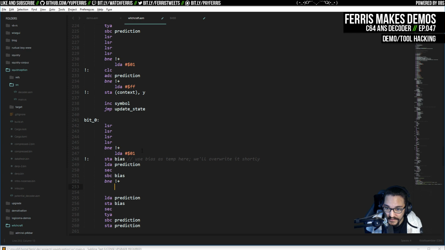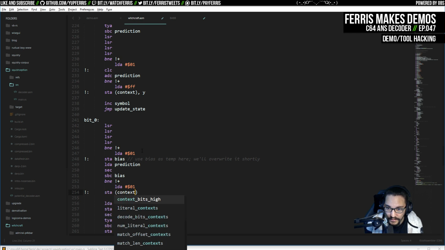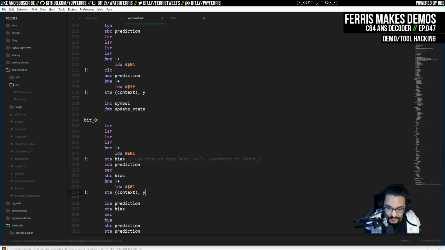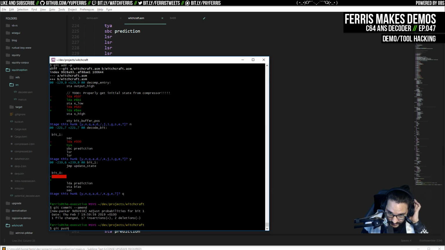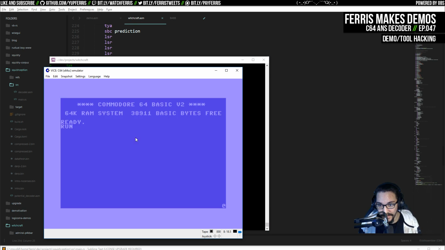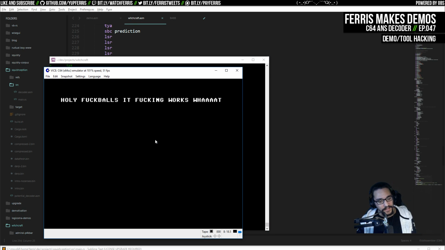Or TYA in this case. I'm going to load one in this case. Yeah. I think that's it. We can probably make this code shorter again, but that's not my focus right now. Yo, that worked. Oh, that's great. This makes me really excited.